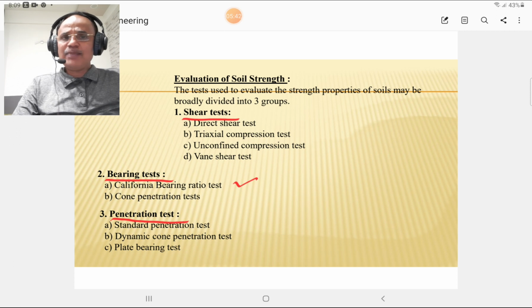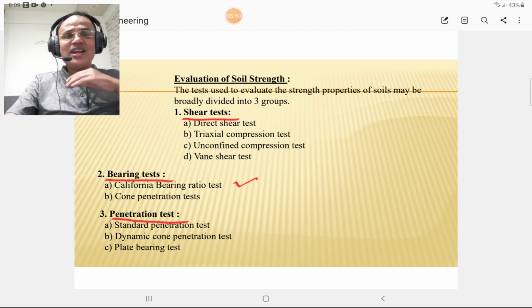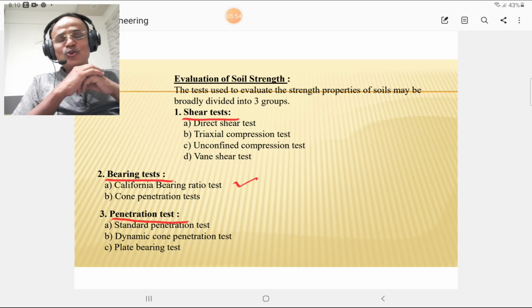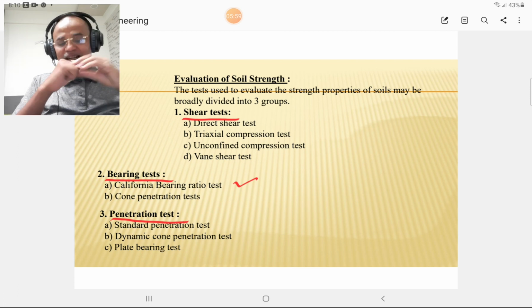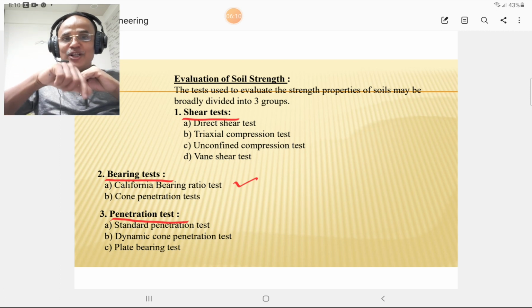What are the different types of shear test? You must know in soil mechanics or geotechnical engineering, that there is the direct shear test, for which a box is used to determine the cohesion and angle of internal friction. The triaxial compression test is used to determine C and phi also. The unconfined compression test is also used to determine the shear strength parameters of the soil. And the vane shear test is used in the field to determine the shear strength by means of rotation of the blades, especially in cohesive soils.